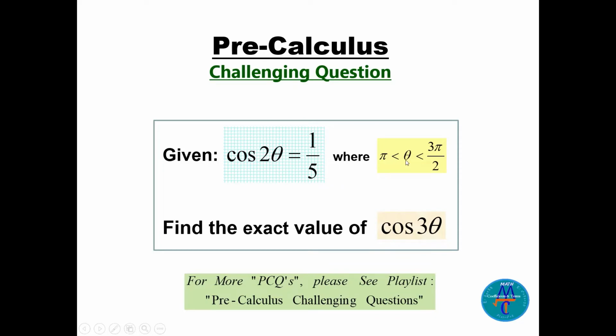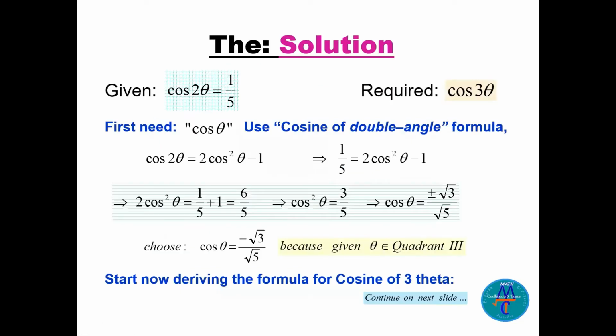We have theta, and we have another angle 2 theta, given the cosine of that, and we need the cosine of 3 theta. So there are 3 different angles in the same question. First, I will find cosine theta from cosine 2 theta by the double angle formula, because I will need cosine theta in the expression for cosine 3 theta.